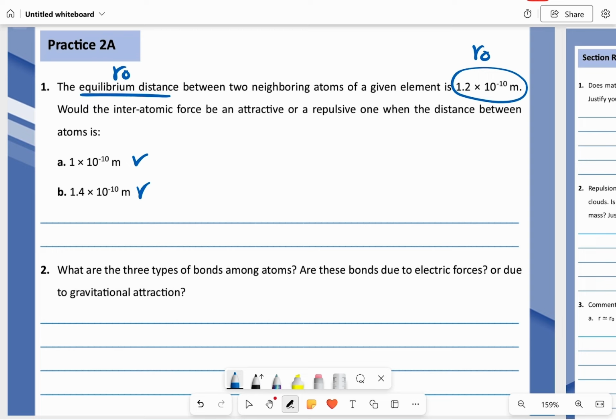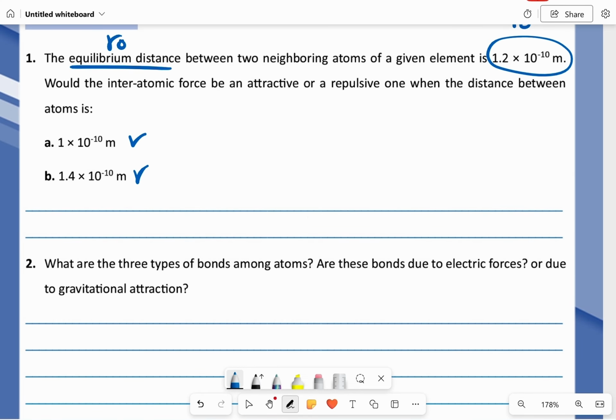Remember, we said that if the distance between two atoms decreases, the force among these two atoms will be what? Will be repulsive. Here, the distance has decreased from 1.2 to 1 meter, okay? And the power is the same, okay? So distance has decreased. So the force is what? The force is repulsive.